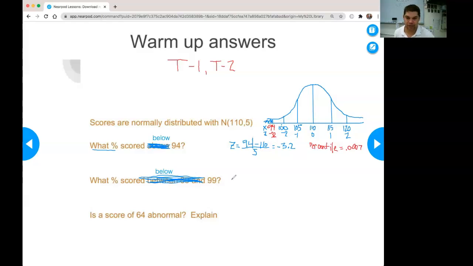Now, what percent are below 99? Again, we're going to calculate z-score. 99 minus 110 divided by 5. So 99 is like right over here, just below 100. What area does that represent? Negative 11 divided by 5 is negative 2.2. Look up that z-score as a percentile. So go into your book. Again, T1 is a negative z-score. Look up that number as a percentile. As a 4-digit decimal, negative 2.2 is 0.0139.